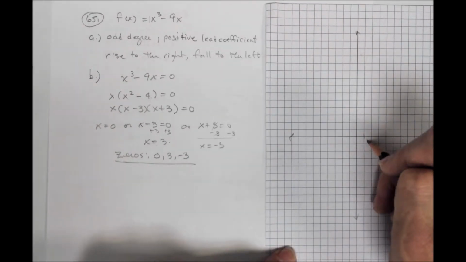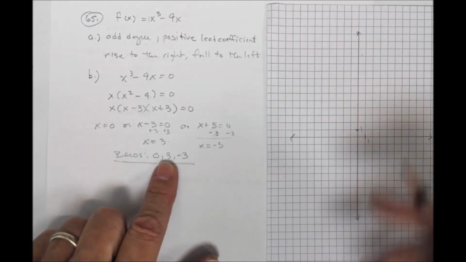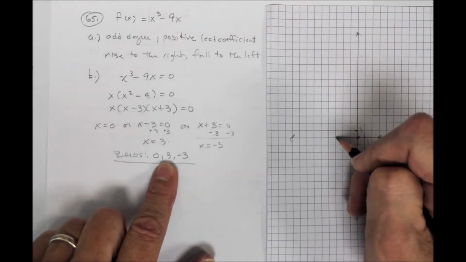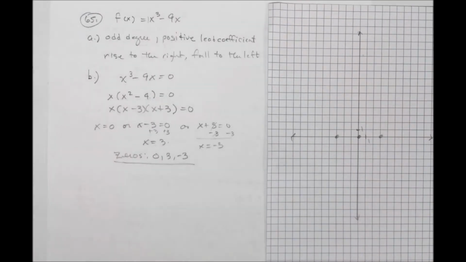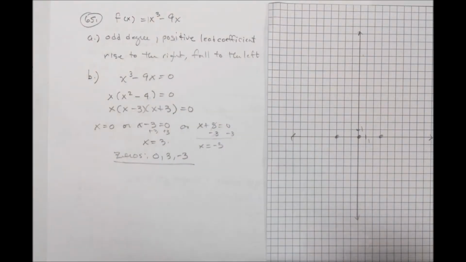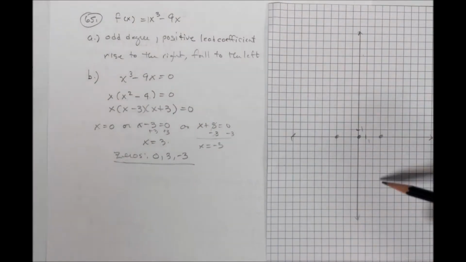There's one, and there's one. So I have 3 points already. I have (0, 0), (3, 0), and (-3, 0). Now, what I know about this kind of function, it's cubic, it's a sideways S, and I know it rises to the right and falls to the left. So it's going to probably do something like this.